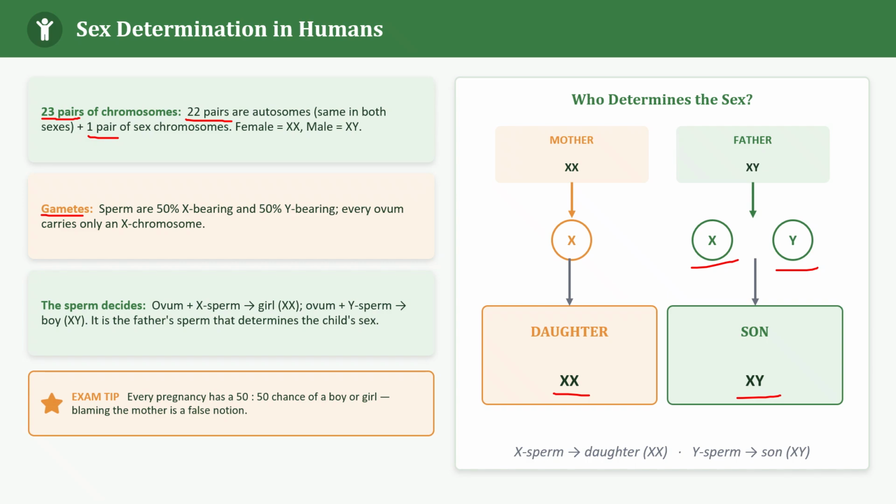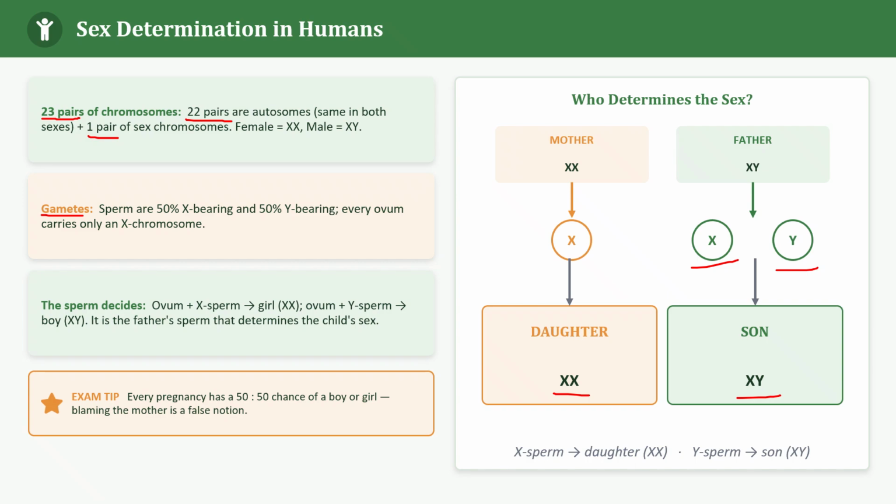So we have a social message for you. Unfortunately, many people wrongly blame women for giving birth to daughters. Scientifically, this belief is completely false. The sex of the baby depends on which sperm fertilizes the egg. So the mother has no role in determining whether the child is a boy or a girl. Every pregnancy has a 50 percent chance of a girl and 50 percent chance of a boy.